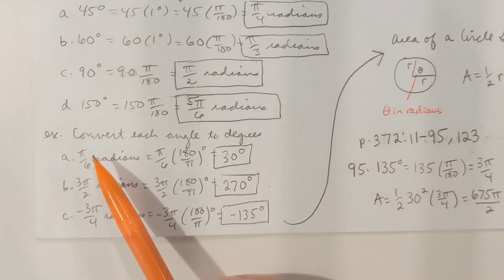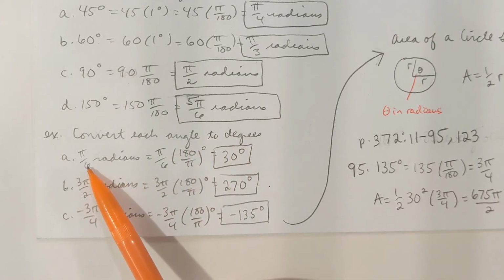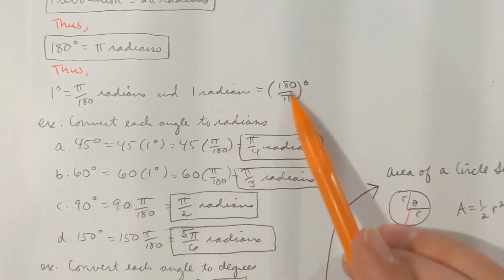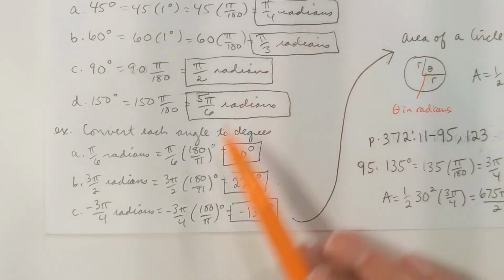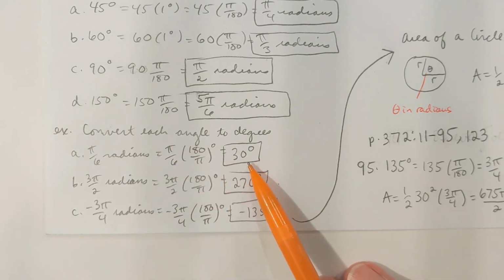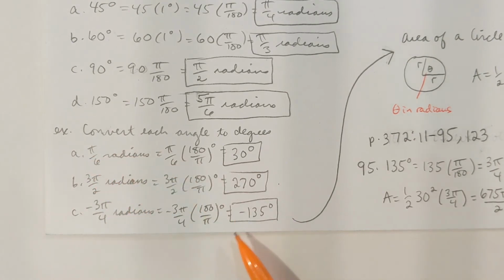Here's an example. I want us to convert each angle to degree measure. So pi over 6 radians. 1 radian is the same as 180 over pi degrees, and the pi's will cancel there. 180 over 6 is the same as 30. So pi over 6 radians is the same as 30 degrees.